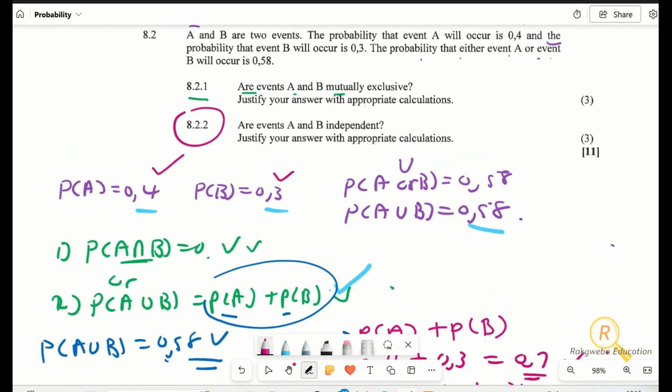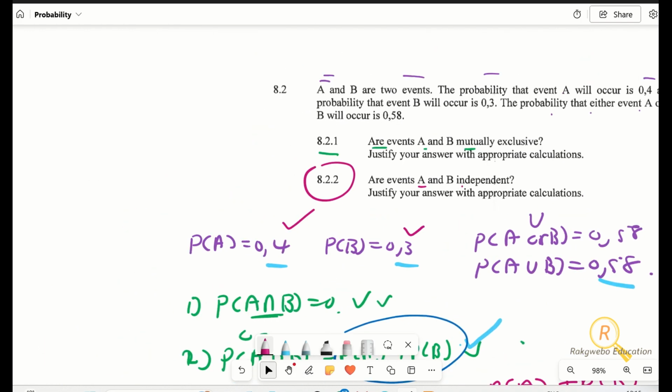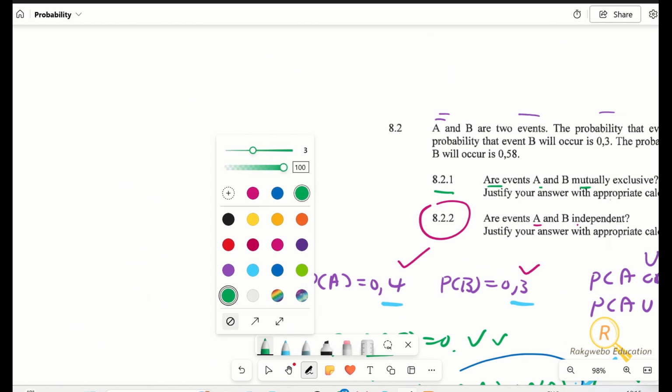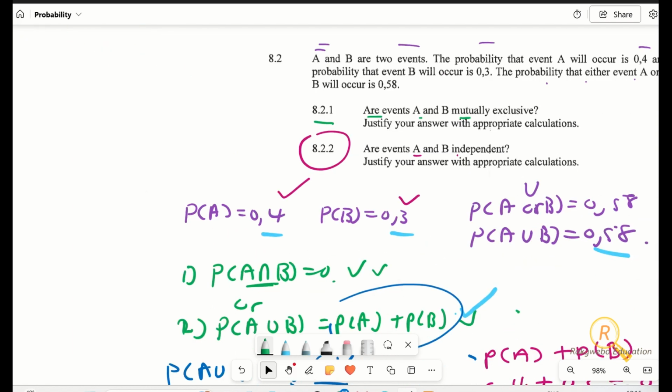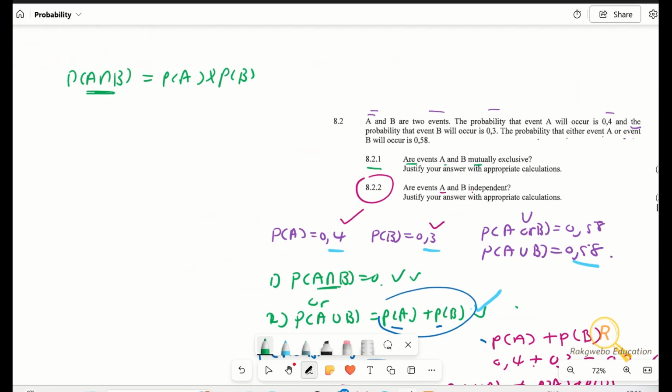And then the second one says 8.2.2. Are the events A and B independent? Justify your answer with appropriate calculations. Two events A and B are independent if and only if the probability of A and B equals the probability of A times the probability of B. So now let's first of all find the probability of A and B.